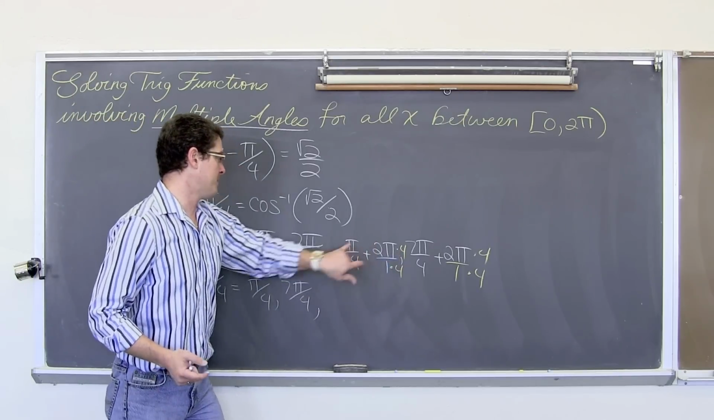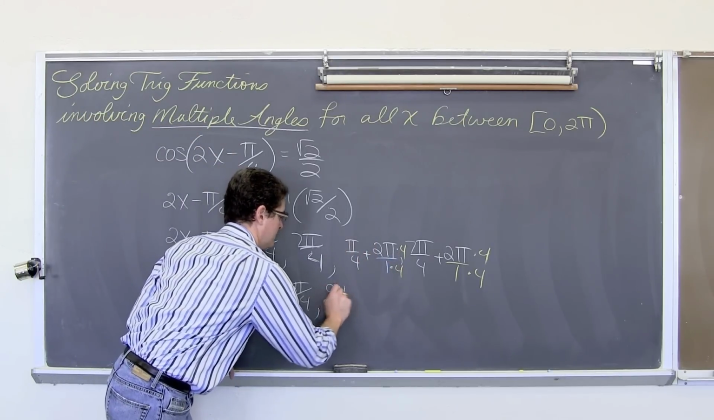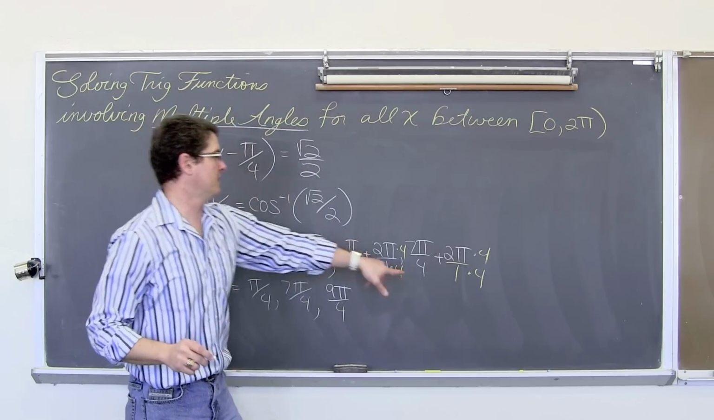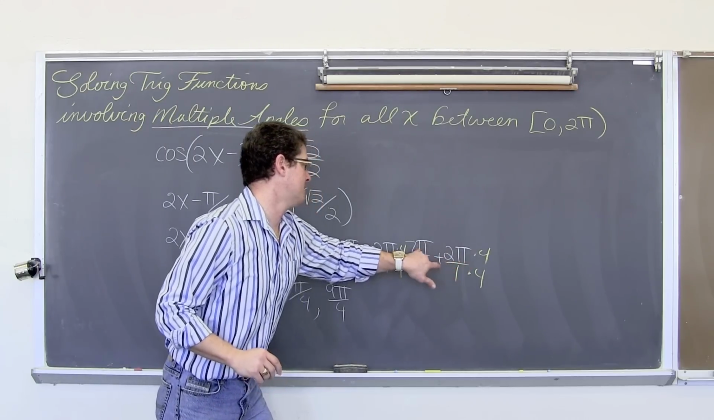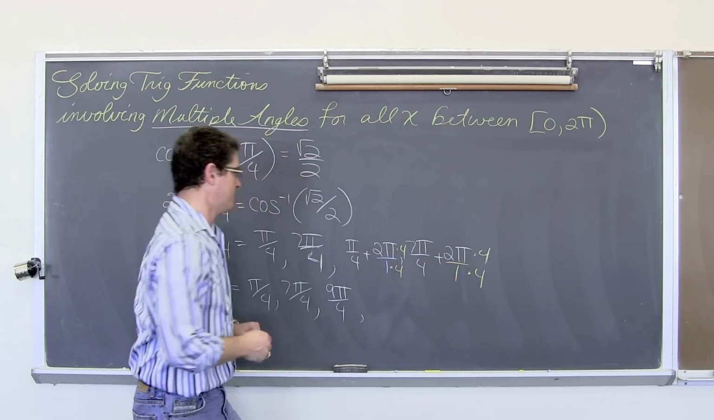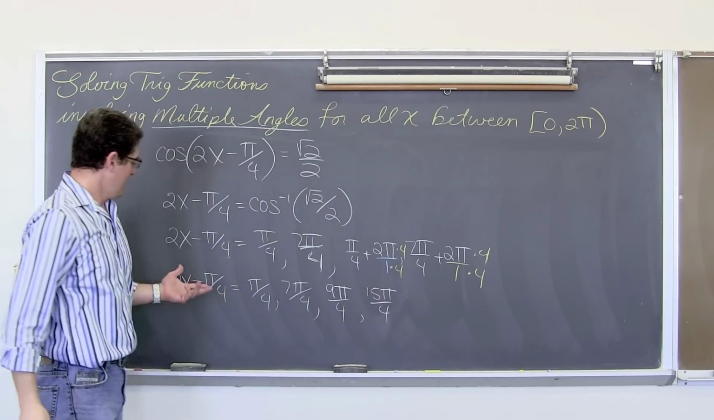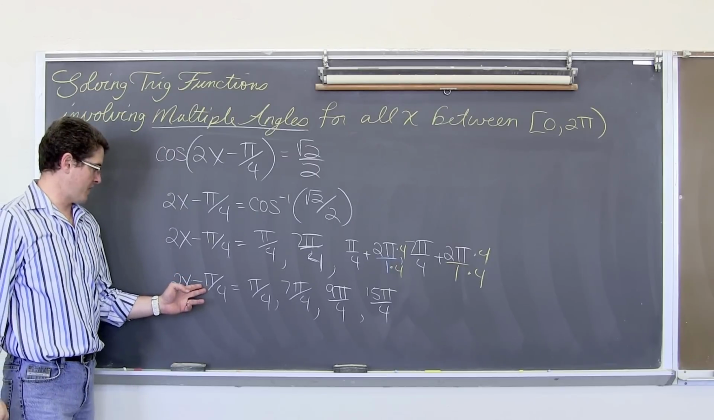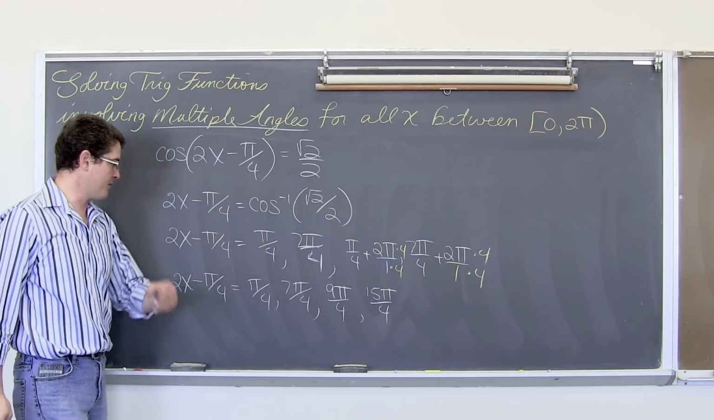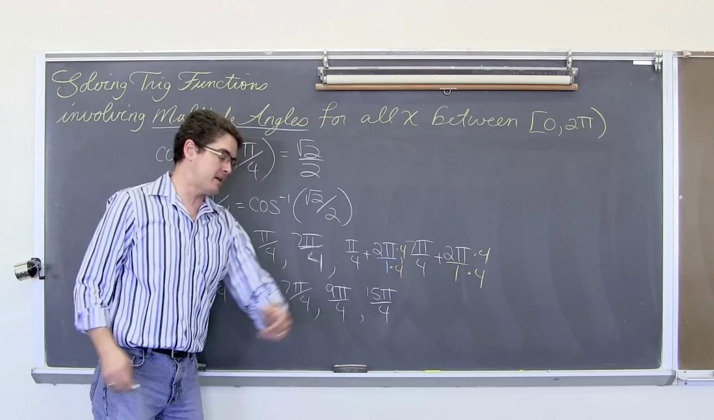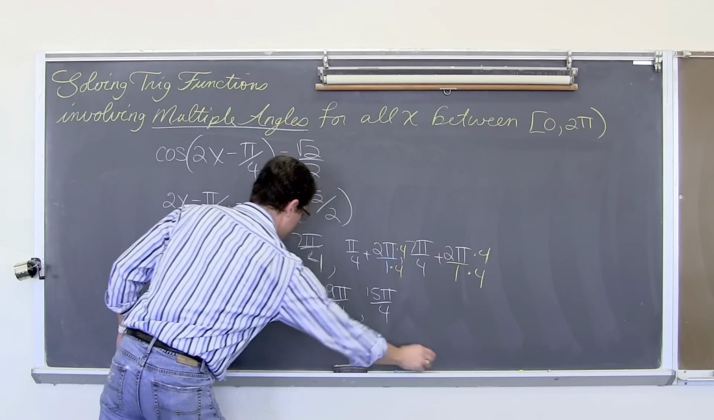So we got 8 plus 1 is 9. And finally, we got 8 and 7 is 15. Now let's deal with this pi over 4 that's over here. Well, I got to move it over and add pi over 4 to all of these answers, so I'm adding pi over 4.